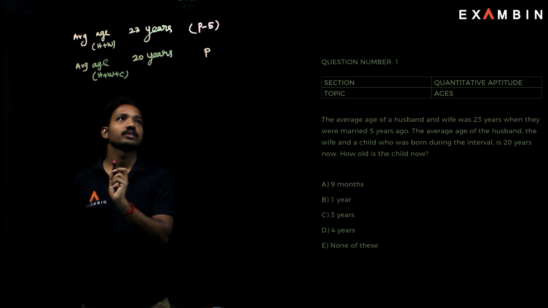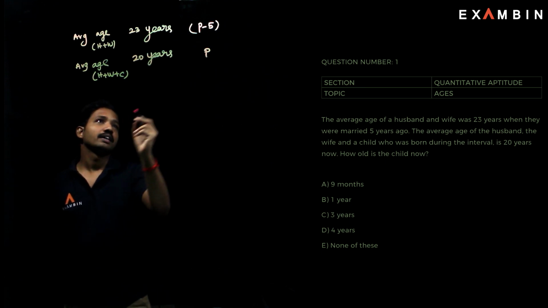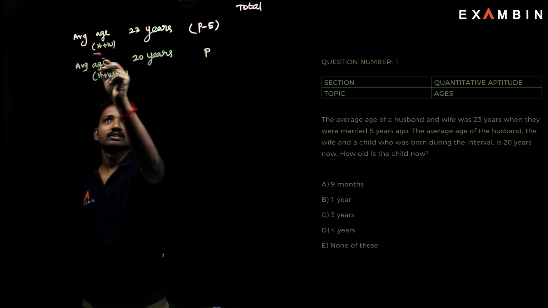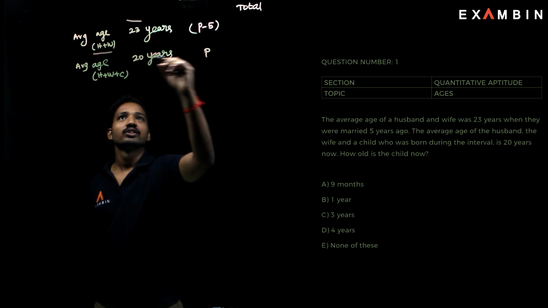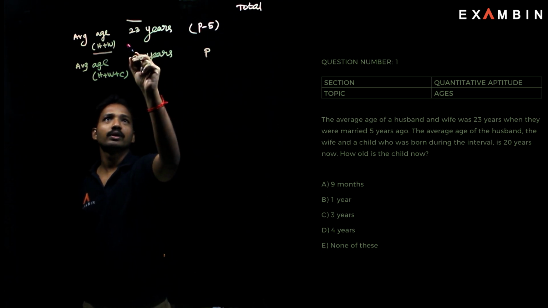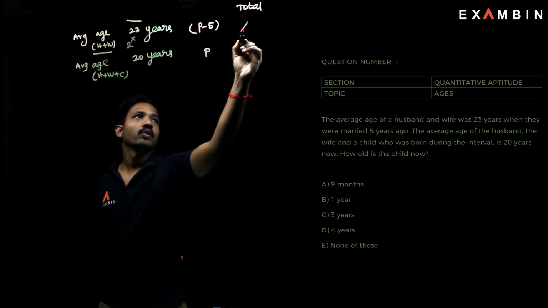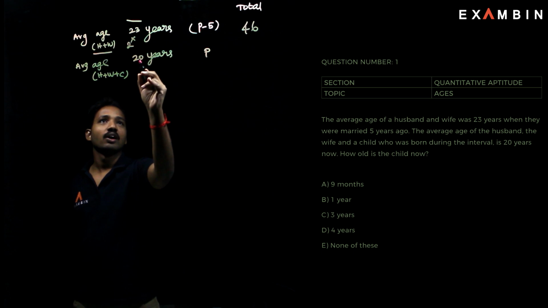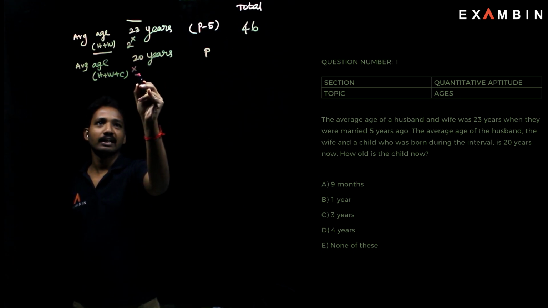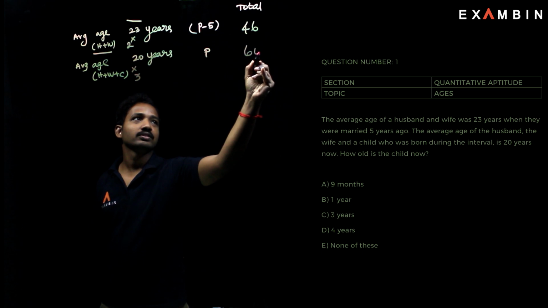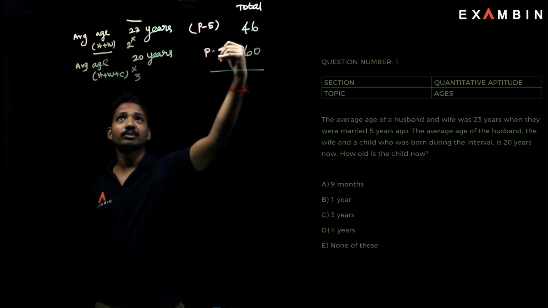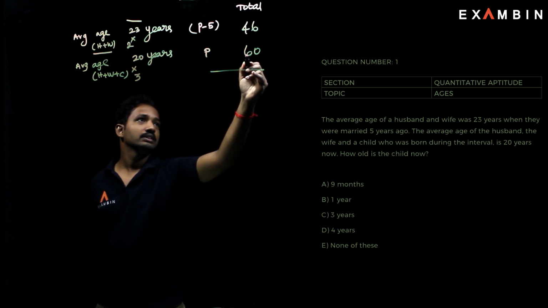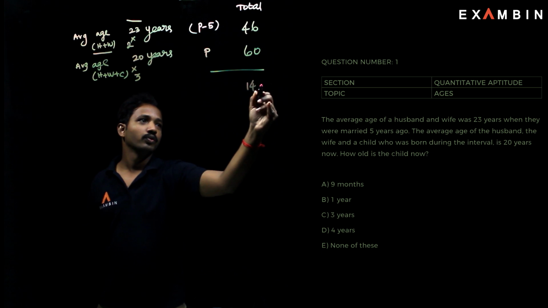So from the given factors, we can conclude the total age at that point of time. Here two persons are there. The average age is 23. So the total age would be 2 into 23, 46. Here there are 3 persons and the average age is 20. So I am multiplying it by 3. So 60 years. So the difference between the total age before 5 years and now is 60 minus 46, 14 years.